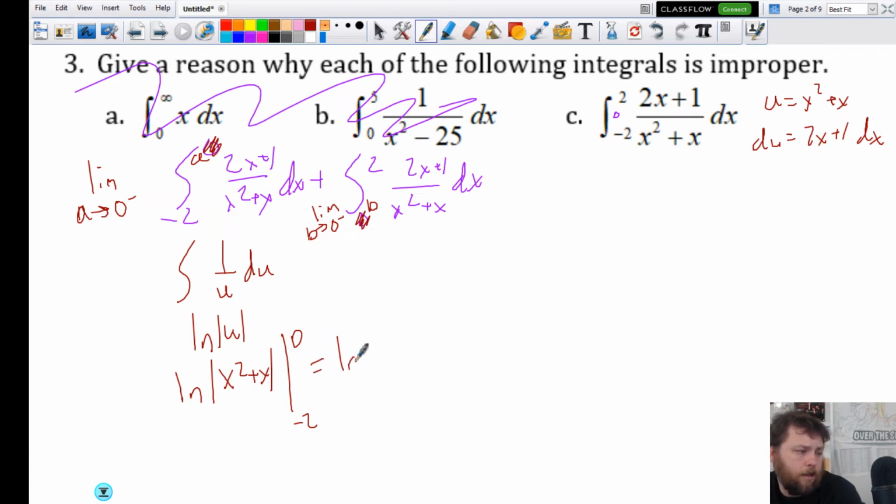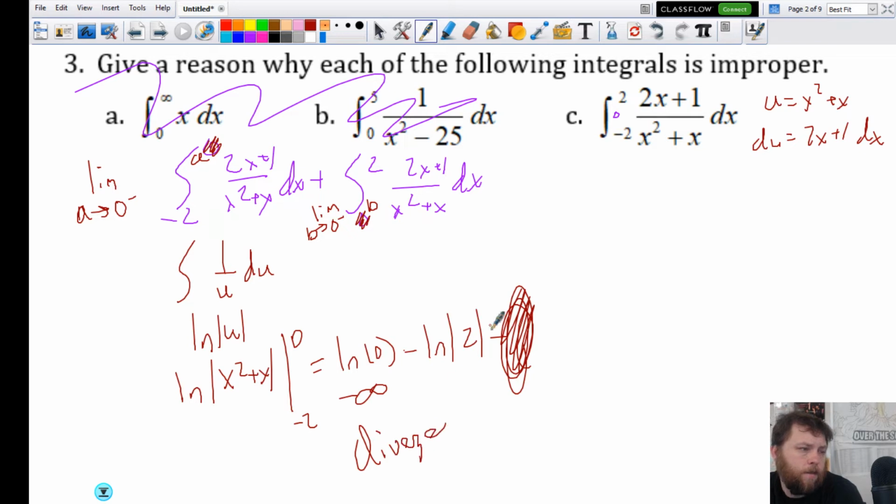So you plug in a 0, I get ln of 0 squared plus 0, which is 0, just like we learned in the last video. Okay, let's just do the rest of the math. Why not? Minus ln of, plug in negative 2, which would be 4 minus 2, which will be 2. And then, okay, that's it. But, dudes, this goes to negative infinity. So guess what? We already say diverge. It's important to do the math this way. I mean, I could have done the other one.